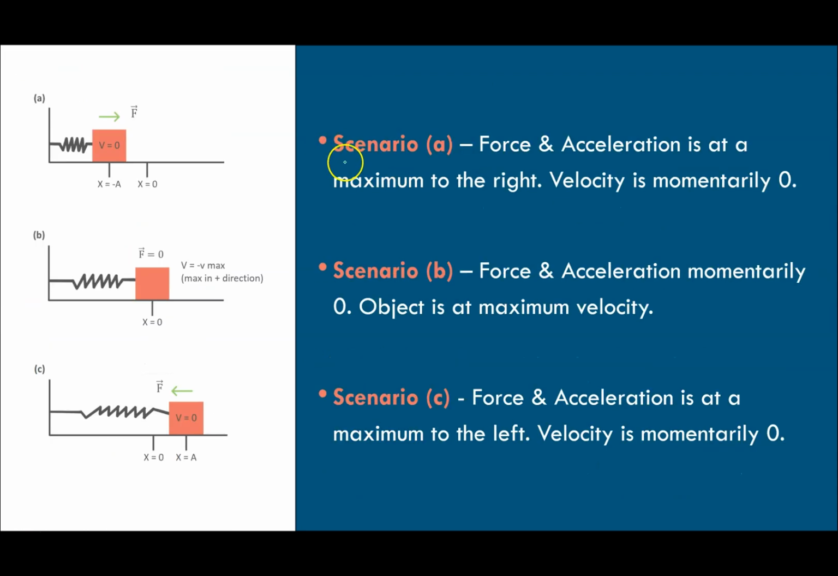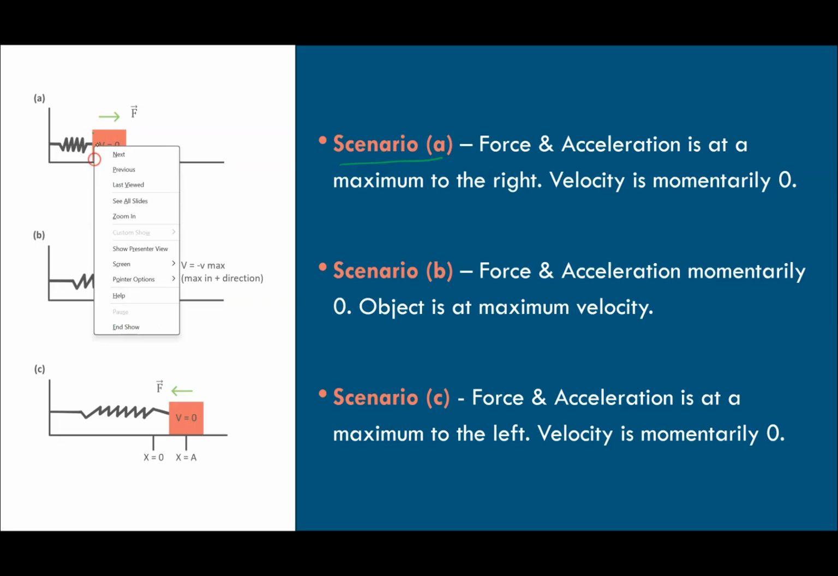Alright, so let's look at scenario A. Force and acceleration is at a maximum to the right. Velocity is momentarily 0. So you might be like, what? This block is all the way to the left. What are you talking about? The acceleration and the force is all the way to the right.